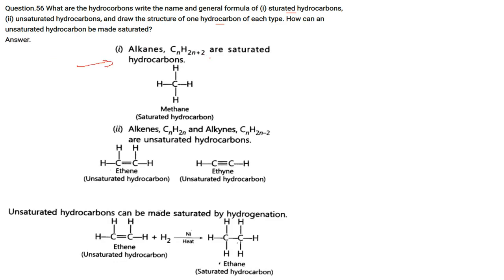These are saturated hydrocarbons. This is an example of a saturated hydrocarbon, which is methane. Alkenes with the formula CnH2n and alkynes, CnH2n-2. These are unsaturated hydrocarbons. So ethene is an unsaturated hydrocarbon, and one more unsaturated hydrocarbon is ethyne. An unsaturated hydrocarbon can be made saturated by hydrogenation. In the presence of nickel and heat, hydrogenation changes ethene, an unsaturated hydrocarbon, to ethane, which is a saturated hydrocarbon.